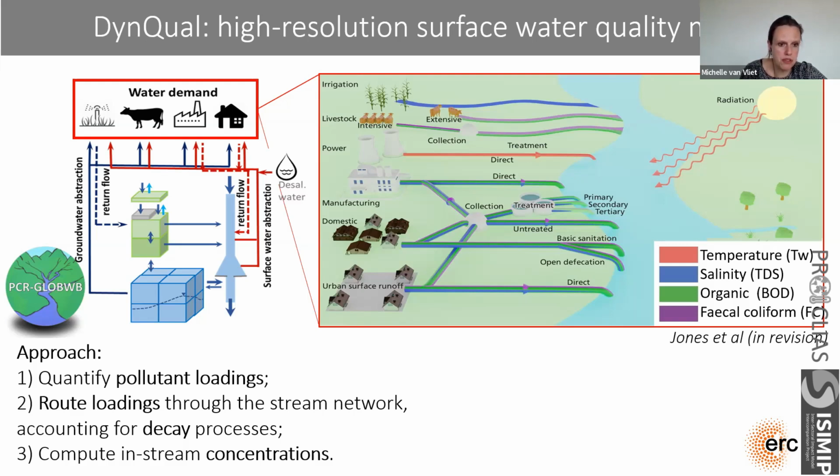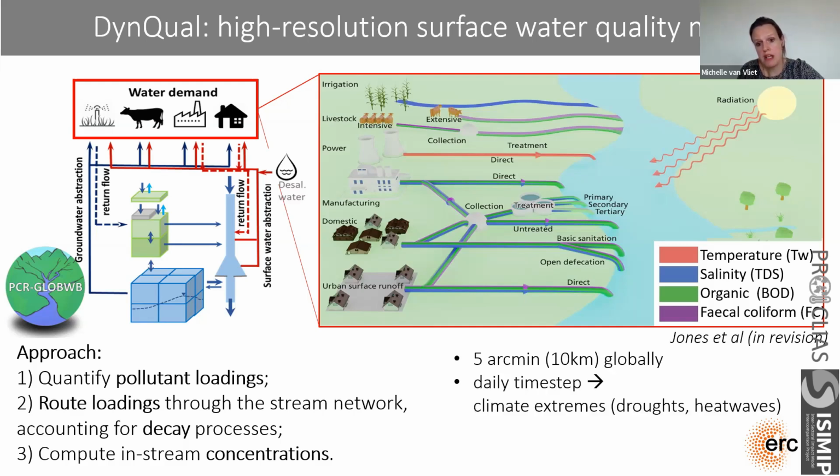But in principle, other global hydrological models could also be used as the basis for these water quality simulations. So in terms of the approach, we use the sector return flows in order to calculate the pollutant loadings. Those are calculated for each water quality constituent, considering the main contributing sectors. Then we route those pollutant loadings through the stream network, accounting also for decay processes, and then compute the in-stream concentrations, also accounting for dilution. This framework has been applied at the global level at 5 arc-minute resolution, so these are grid cells of 10 by 10 kilometers.